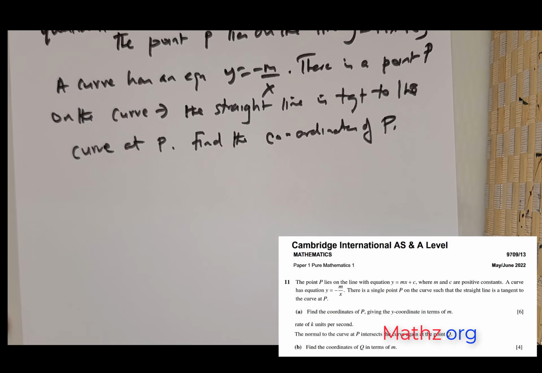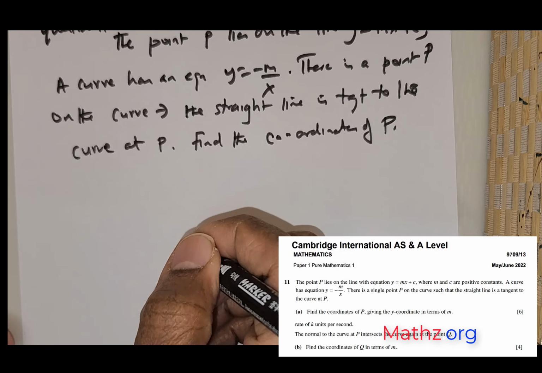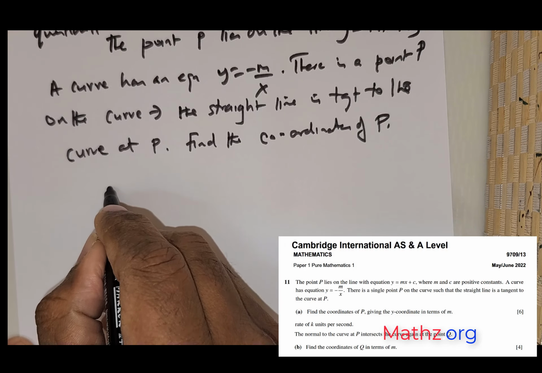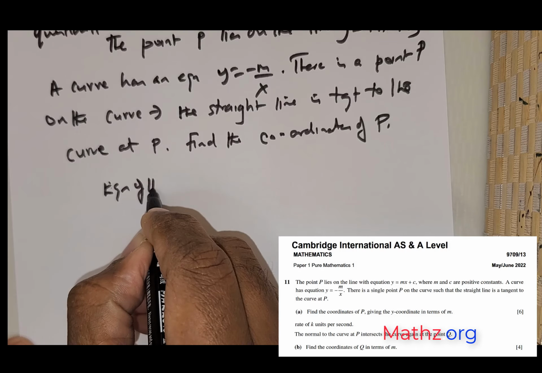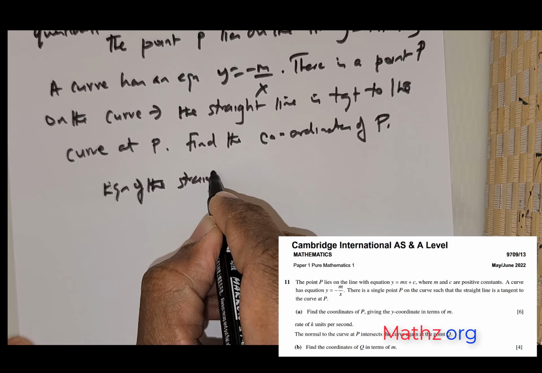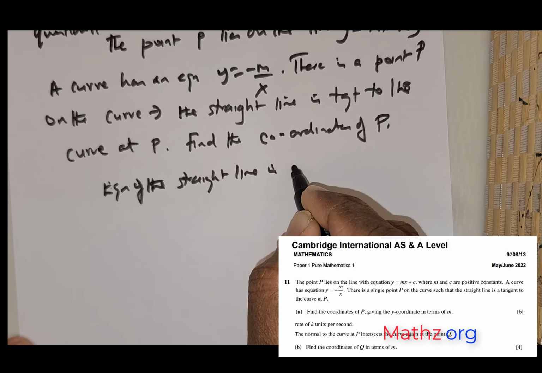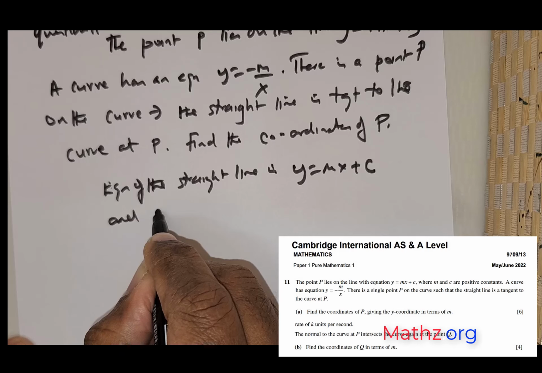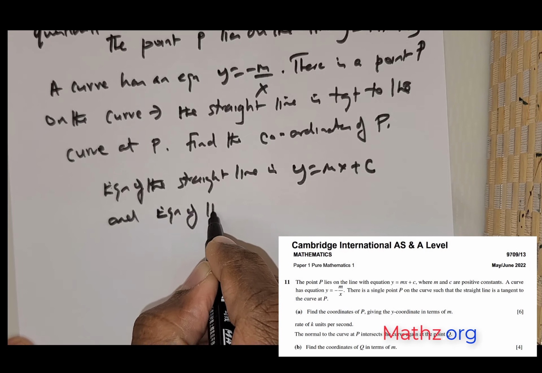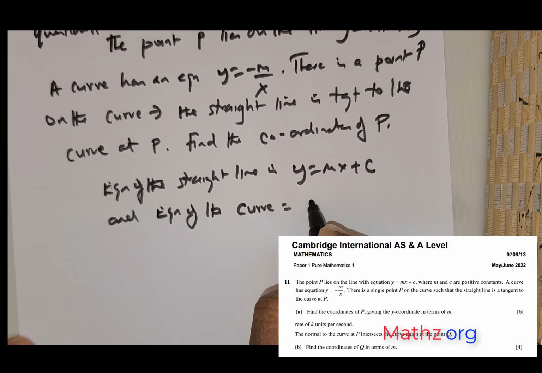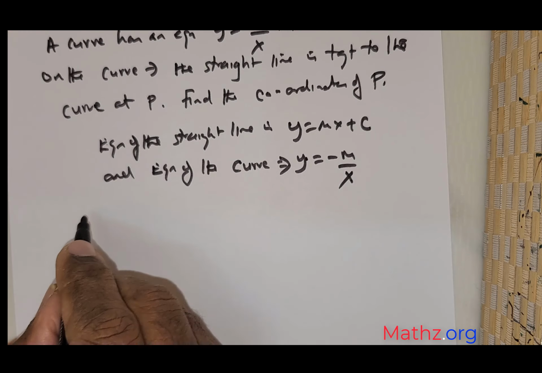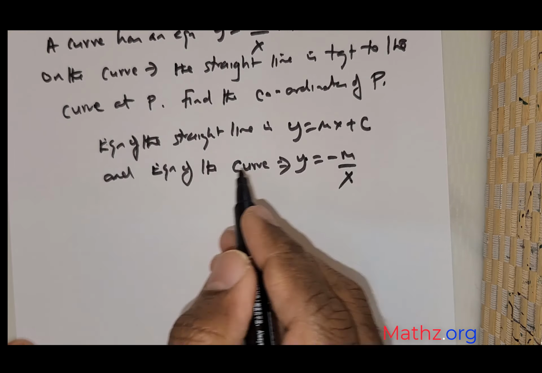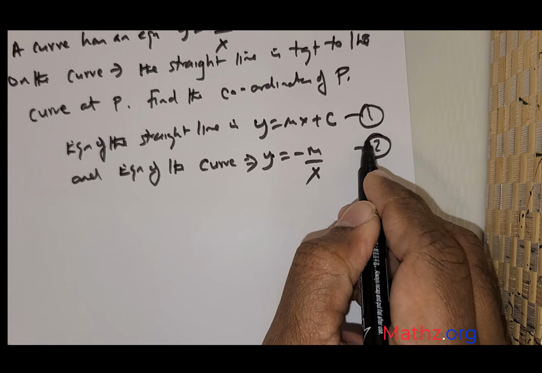Okay, so we will have to set up the equation. So we have two things. The equation of the straight line is y = mx + c, and the equation of the curve is y = -m/x. Let me write the first one as 1 and the second as 2.